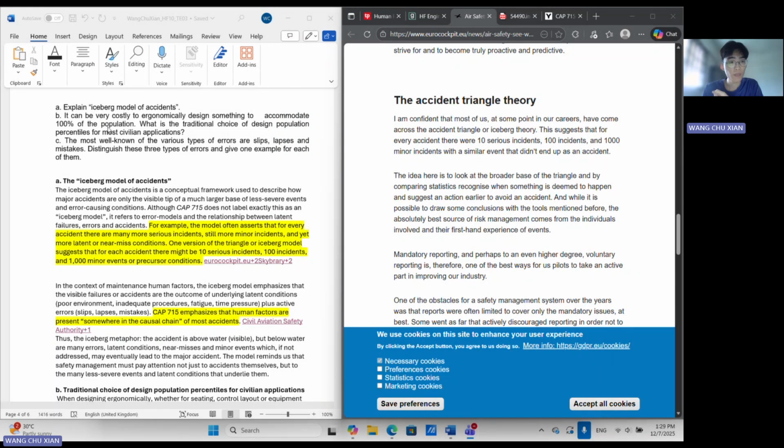And then for B, it can be very costly and uneconomical to design something to accommodate 100% of the population. So what is the traditional choice of design population percentile for most civilian applications? Then part C will be the most well-known of the various types of errors, which are the three different errors: slips, lapses, and mistakes. And I'm supposed to distinguish these three types of errors and give one example for each of them.